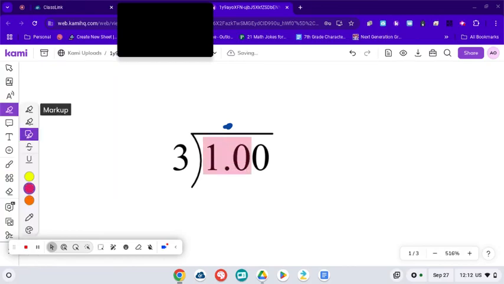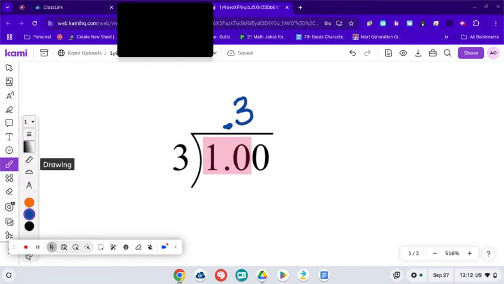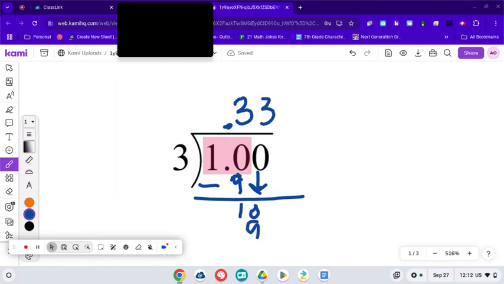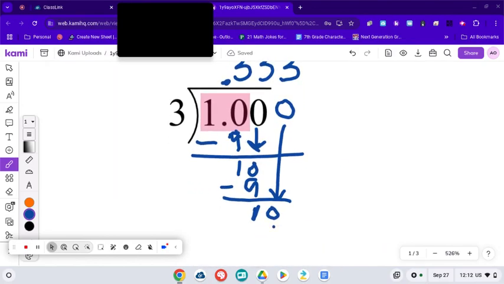10 by 3. 3 times 3 is 9. 10 minus 9 is 1. I didn't end in a 0, so I bring down and I keep dividing. How many groups of 3 go into 10? 3. 3 times 3 is 9. Subtract to get 1. It didn't come out 0, so I annex a 0, bring it down. How many 3s are in 10? 3. Guess what's going to keep happening? I'm going to always end up with 1.